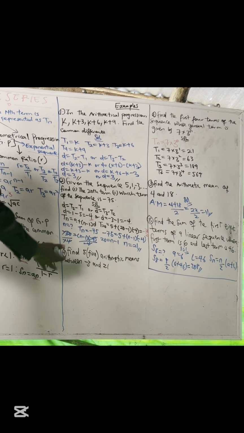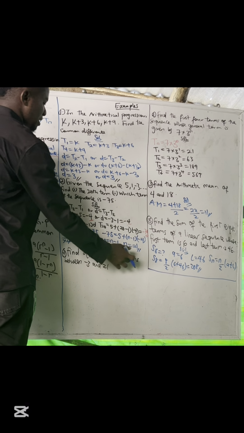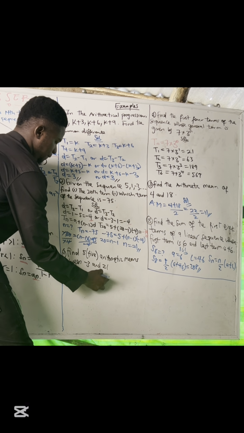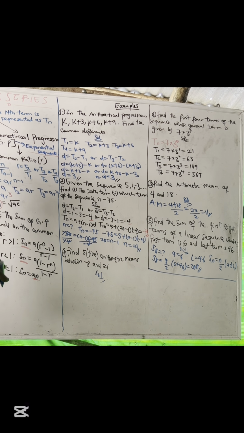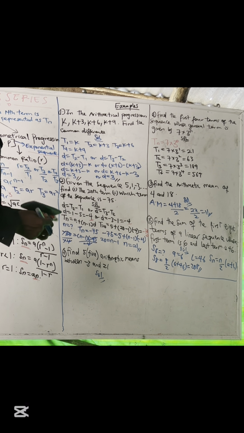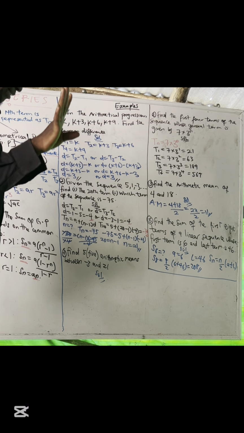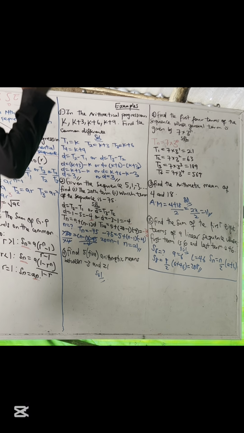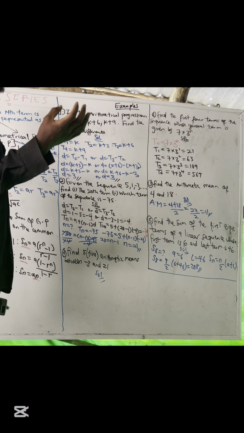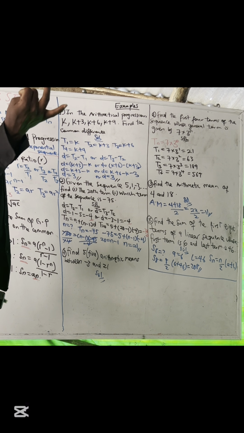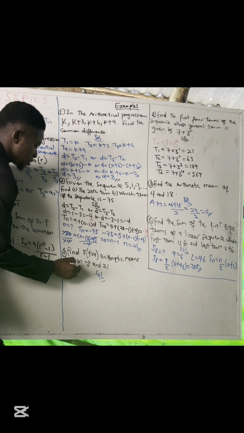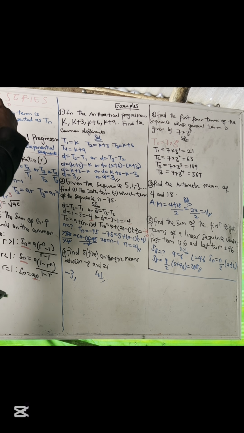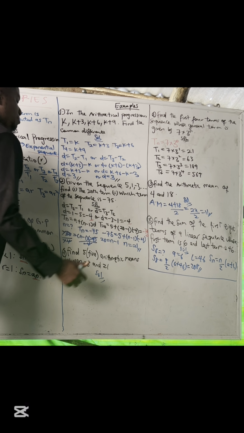Then the last question we have here is: find 5 arithmetic means between minus 3 and 21. Guys, my solution. This simply means that what you are going to be doing is putting 5 letters in between minus 3 and 21. Let me represent these letters with letters. The first term is minus 3. I will just represent the 5 arithmetic means as 5 letters.